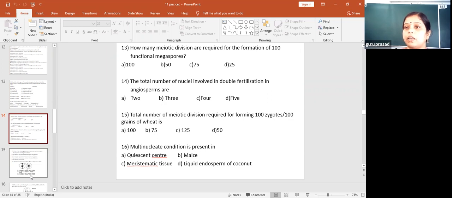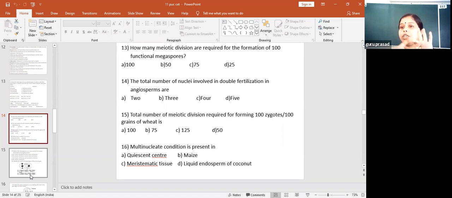So the option is 25, we would select, but you have to see the question very clearly. They are asking about 100 functional megaspores. See, megasporogenesis is different from microsporogenesis. After the completion of microsporogenesis, all the 4 microspores will get converted into pollen grains, and pollen grains go on to produce male gametes. But in megasporogenesis, 4 megaspores are formed. Among them, only 1 megaspore will be functional. The remaining 3 will degenerate. That we have to keep in mind. Okay, so they are asking about functional megaspores, not all megaspores.